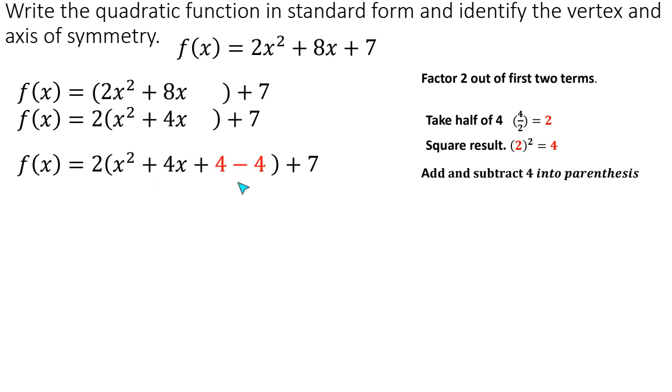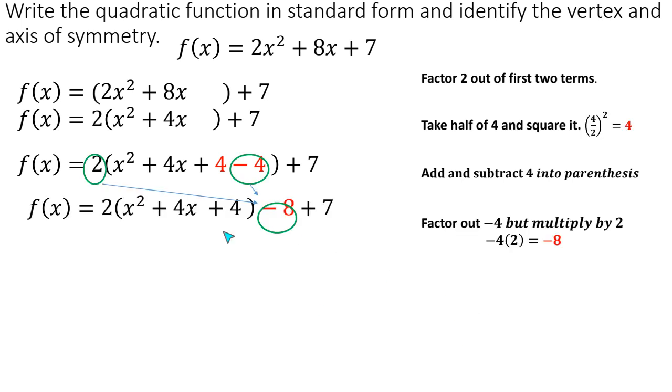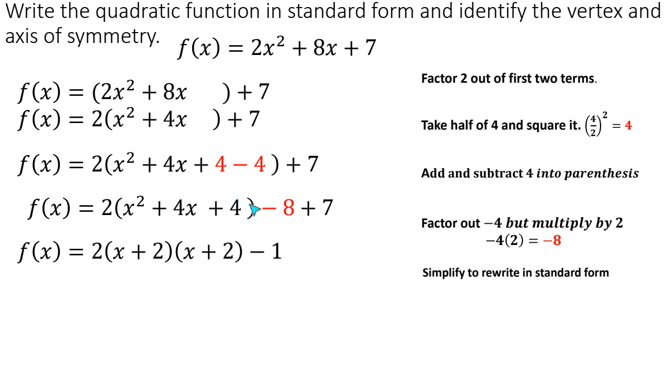But once we have it in the parentheses, then we want to remove this negative 4. So I'm going to bring this negative 4 out. But before I can do that, I'm going to have to do what? We're going to have to multiply by this 2 since we have a number out here. So 2 times negative 4 is going to be our negative 8. Okay, now we can simplify. So negative 8 plus 7 is going to give me negative 1. And x squared plus 4x plus 4 is going to be factored as x plus 2 and x plus 2.